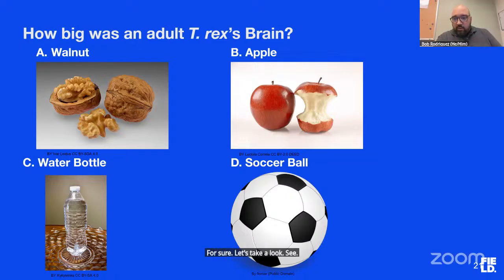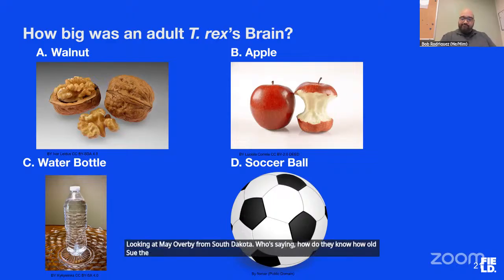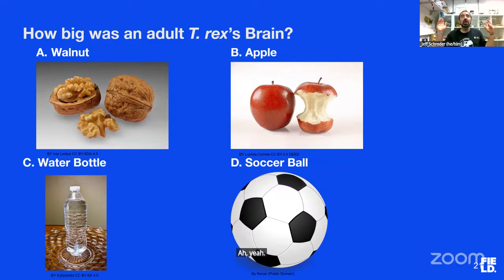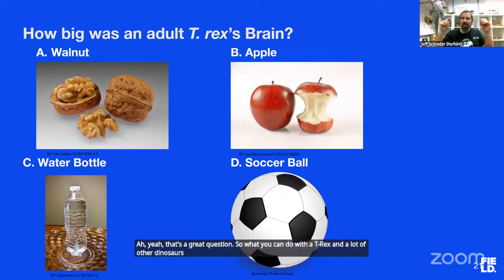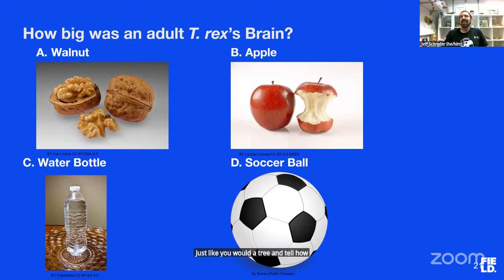I'm looking at May Overby from South Dakota, who's saying, how do they know how old Sue the T-Rex was? Yeah, that's a great question. So, what you can do with a T-Rex and a lot of other dinosaurs, you can actually take a sample of the bone, and because they're reptiles, they grow every year, and they grow at a pretty steady rate for the most part. So you can count rings on that bone, just like you would a tree, and tell how old the T-Rex was. And we're going to find out pretty quick how old Sue was.